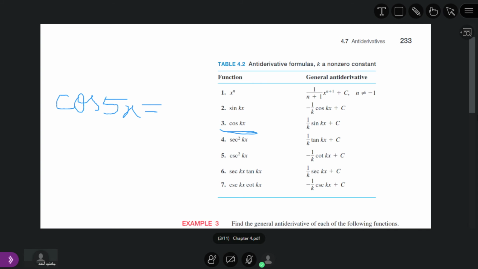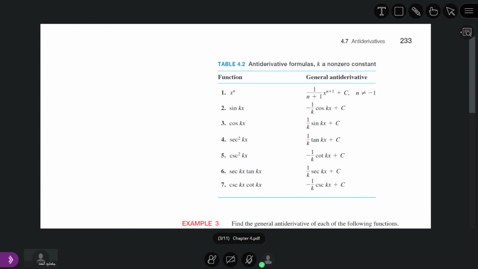Now here you can see: sec square kx gives tan kx divided by k plus some constant; cosec square kx gives minus cotan kx divided by k plus some constant; sec kx tan kx gives 1 over k sec kx plus some constant; cosec kx cotan kx gives minus 1 over k cosec kx plus some constant. So these are formulas regarding the antiderivative.